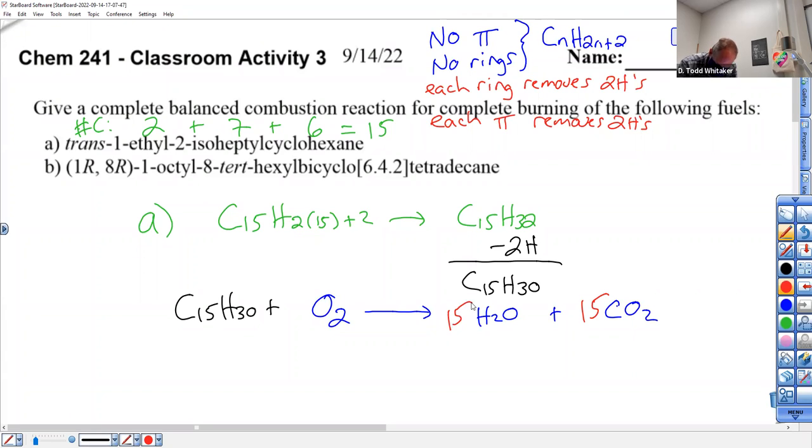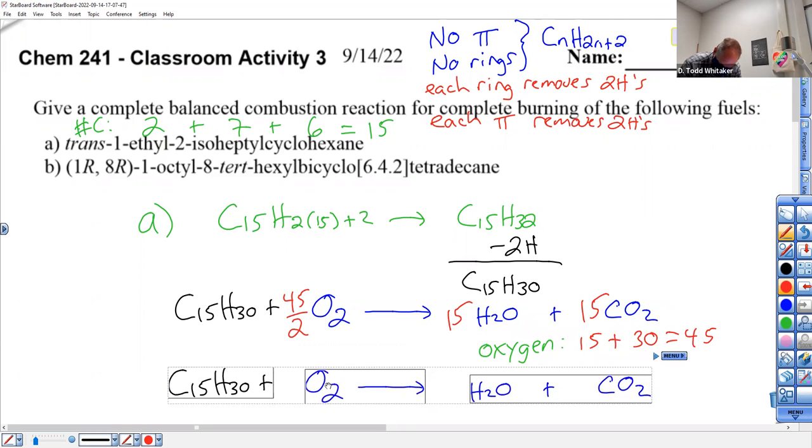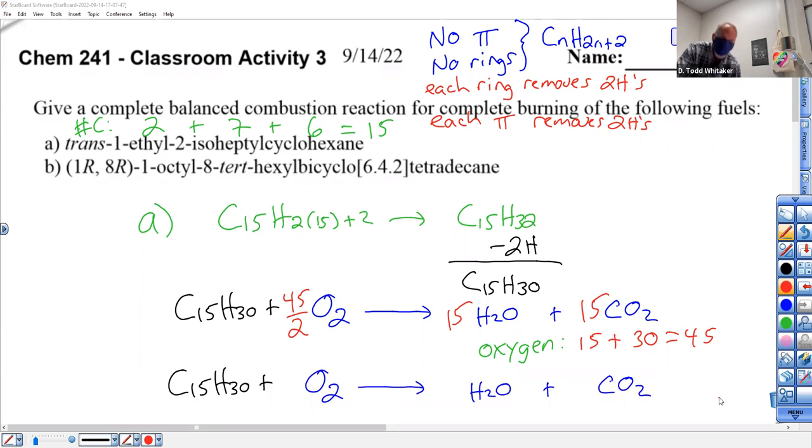How about your oxygen count? How many oxygens in 15 waters? 15. And 15 CO2s is 30. Uh-oh, odd number. No problem. 45 over 2 times 2 gives 45. Got a fraction. What's the fix for a fraction? Multiply everything by the same integer to get rid of the fraction. Just make sure the number matches the fraction. 2. So 2, 45, 30, 30. Final answer.